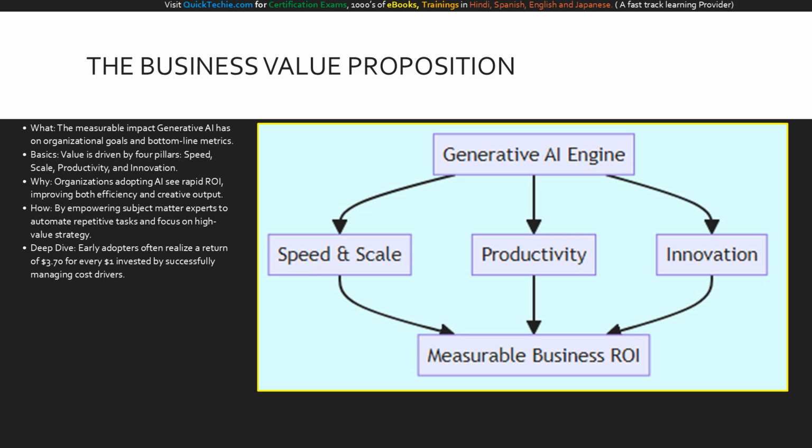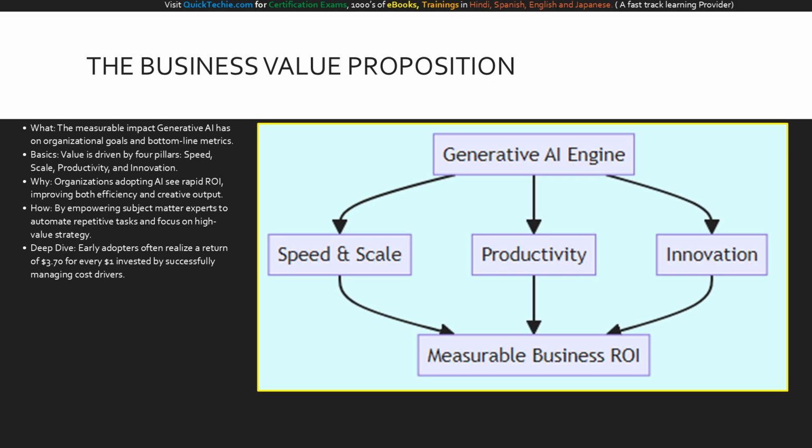Let's explore the pillars of AI business value shown in this diagram. At the foundation, we have the generative AI engine. Notice how it branches into distinct, yet interconnected, value streams. First, productivity. This is your day-to-day efficiency, drafting emails or summarizing meetings. Second, speed and scale, the ability to process thousands of documents or localize content globally in seconds. Third, innovation, freeing up your human capital to focus on creative problem-solving and strategic growth. All these nodes converge on one ultimate goal at the bottom: measurable business ROI.